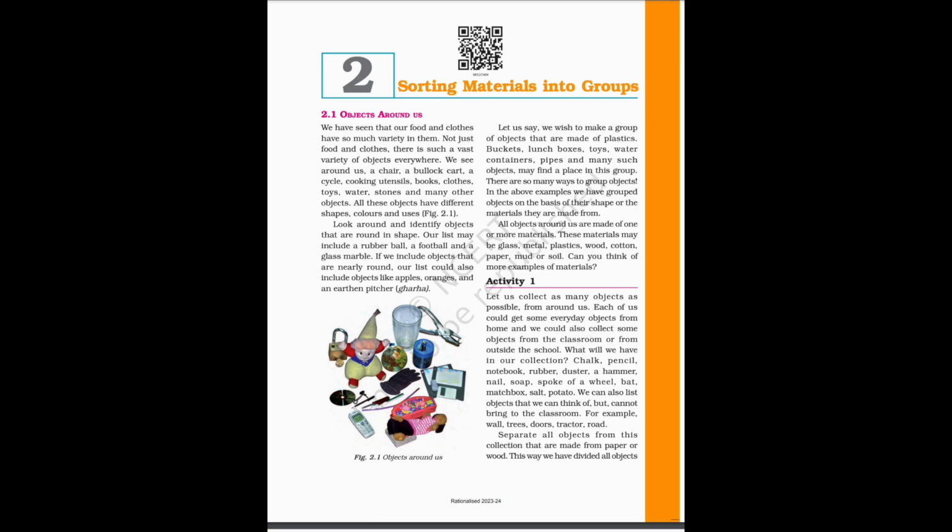Figure 2.1. Look around and identify objects that are round in shape. Our list may include a rubber ball, a football, and a glass marble. If we include objects that are nearly round, our list could also include objects like apples, oranges, and an earthen pitcher.